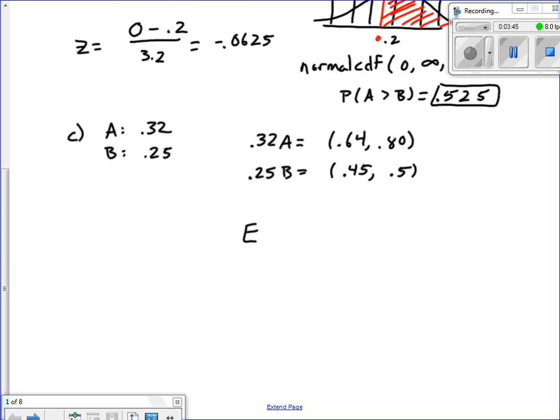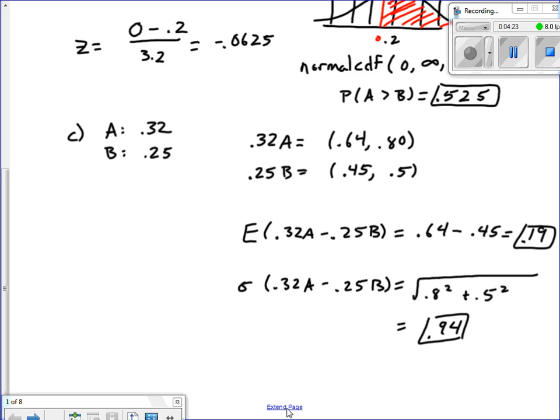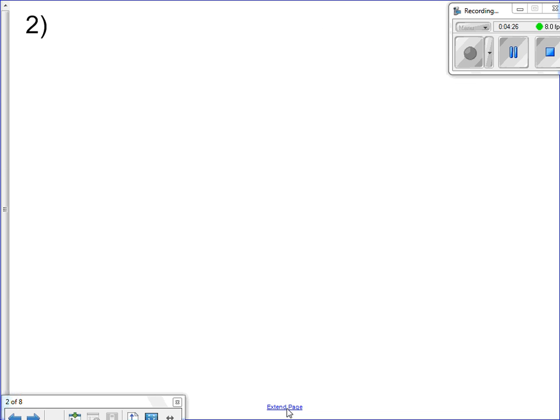So in other words, what's the expected value now of 0.32A minus 0.25B? And what's the standard deviation of 0.32A minus 25 cents times B? So that'd be 0.64 minus 0.45 up here, which is a difference of about 19 cents a pound. And again, remember, we're always going to go to variance, 0.8 squared, and you're always going to add 0.5 squared, and that's about 94 cents on that standard deviation.